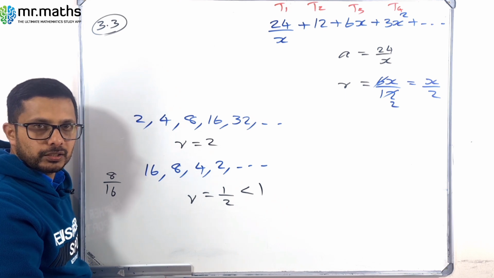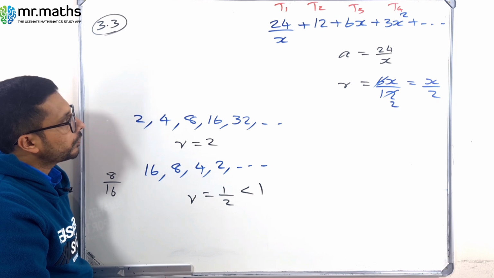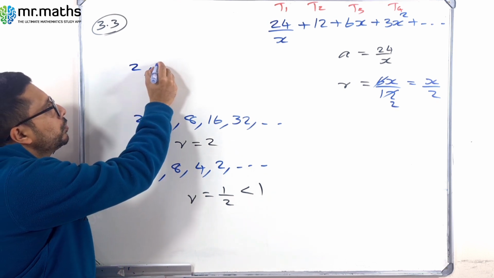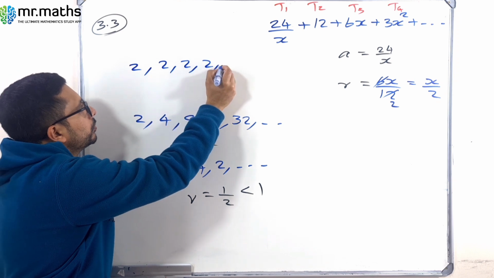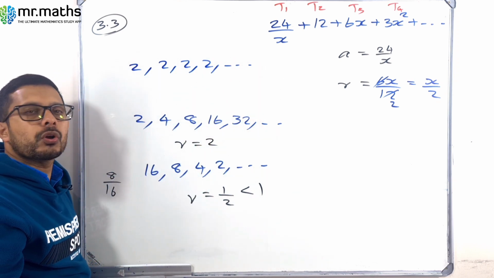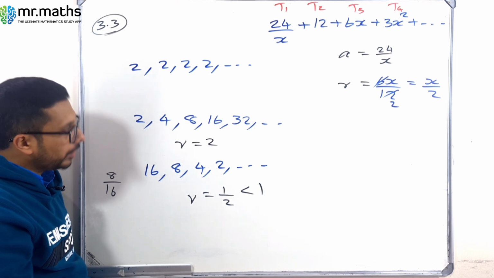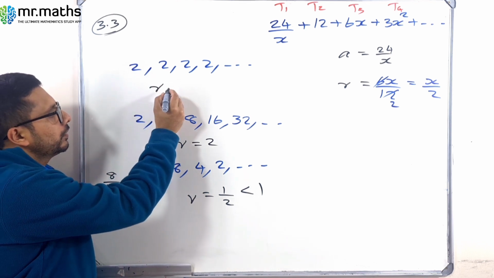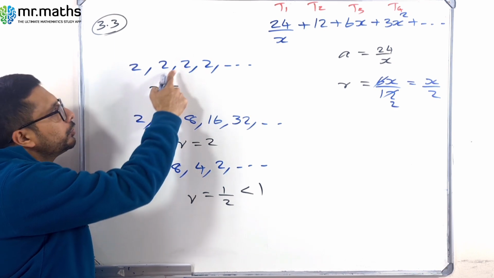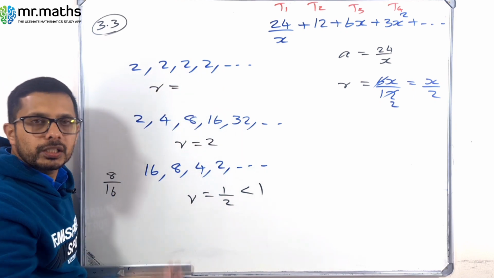Do you understand? Okay, so here look at this geometric series: 2, 2, 2, 2, 2. This is also a geometric series. Don't think that it's not a geometric series. Why? If you try to find r here, r is equal to 2 divided by 2, 1. That means you are getting a common ratio.